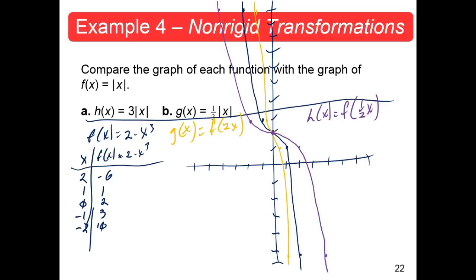Let's look at the vocabulary. 1.7 vocabulary, top of page 72. Horizontal shifts, vertical shifts, and reflections are called blank transformations. Rigid, very good. Number 2, a reflection in the x-axis of y equals f of x is represented by h of x equals blank. Reflection in the x-axis.